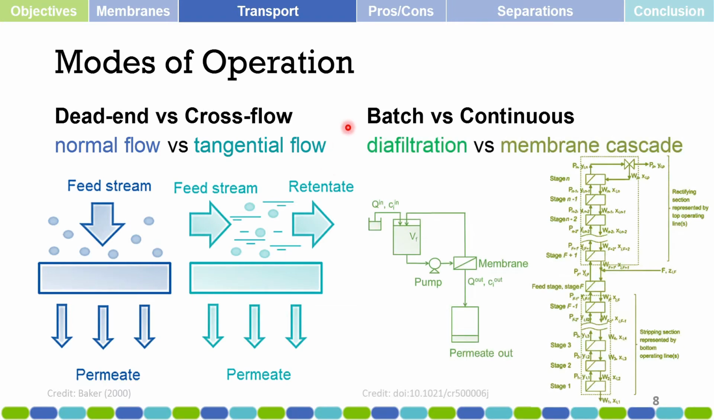Similar to other processes, a membrane process can also be operated in batch or continuous manner, such as a batch process like discontinuous diafiltration, or a continuous manner such as a multi-stage membrane cascade. So we can apply it to liquid-liquid extraction.